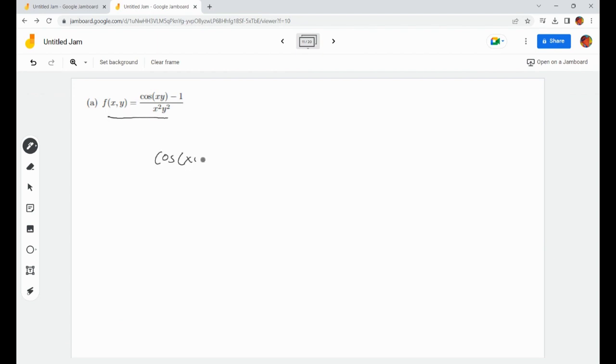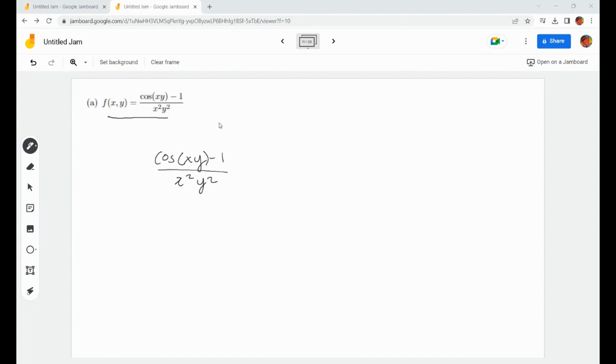Much harder one: cosine of xy minus 1 over x squared y squared. This one I don't even know. We're going to have to look at the first method, second method, third method, fourth method, and figure it out. It's not so easy, which means there won't be an instantaneous answer. I wish it was instantaneous. It would make things so much easier.